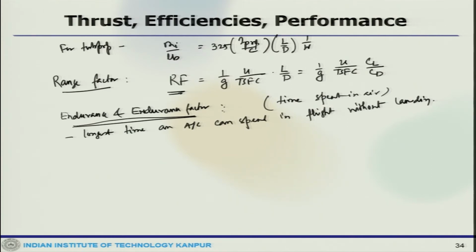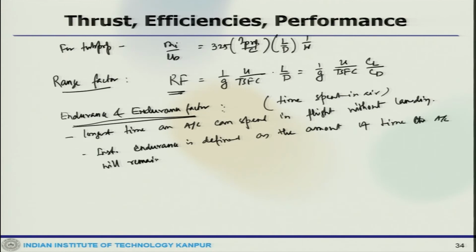So, the instantaneous endurance is defined as the amount of time the aircraft will remain aloft from the next increment of fuel burn.